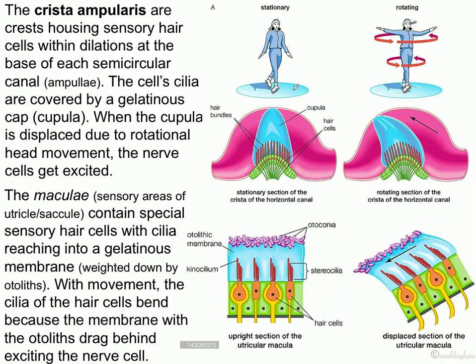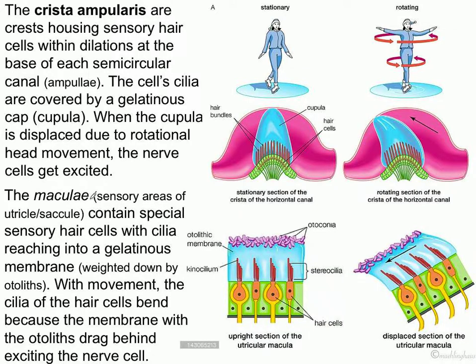You could put on a crista ampullaris, which is the crest that houses the hair cells that are within dilations of the base of each semicircular canal, which is known as an ampulla. And then the cilia are covered in this cupula, that's the gel structure, and that's displaced when we move.